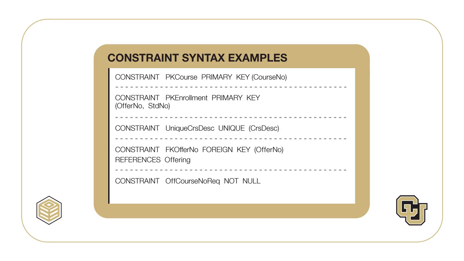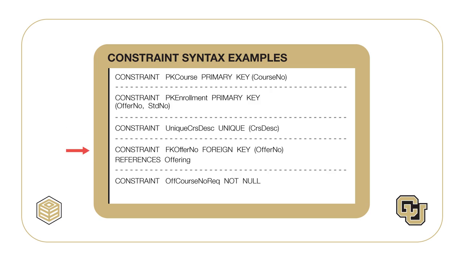Let's begin with examples that isolate just the constraint part of the statement. Later parts of this lesson will put the constraints into complete create table statements to show their placement. The first 2 examples depict primary key constraints. The second example must be placed externally because the primary key is a combination of 2 columns, offer number and STD number. The third example is a unique constraint with the unique keyword.